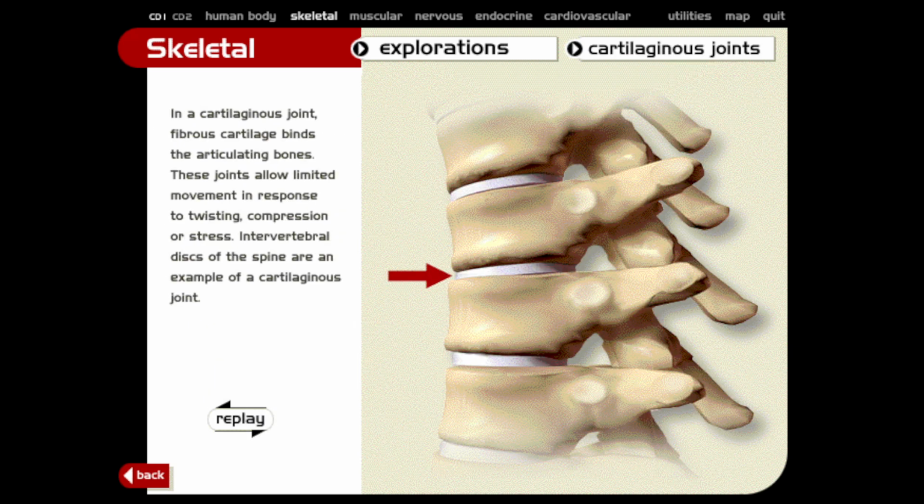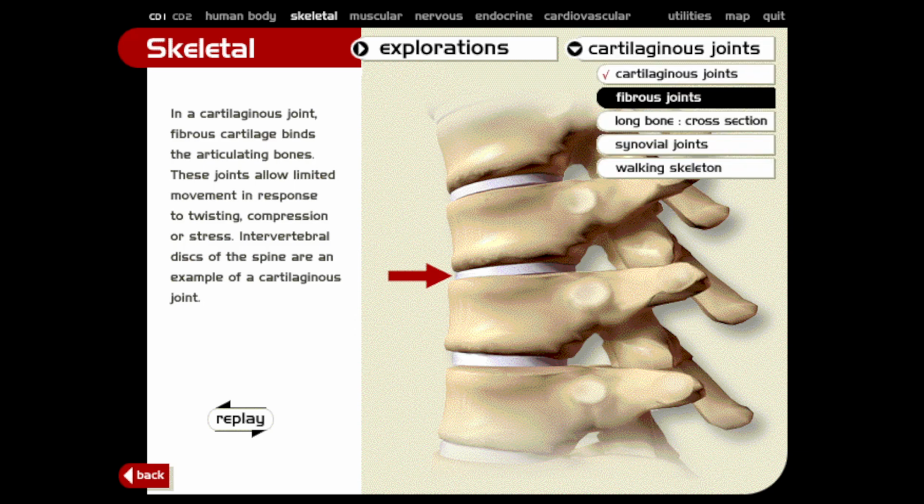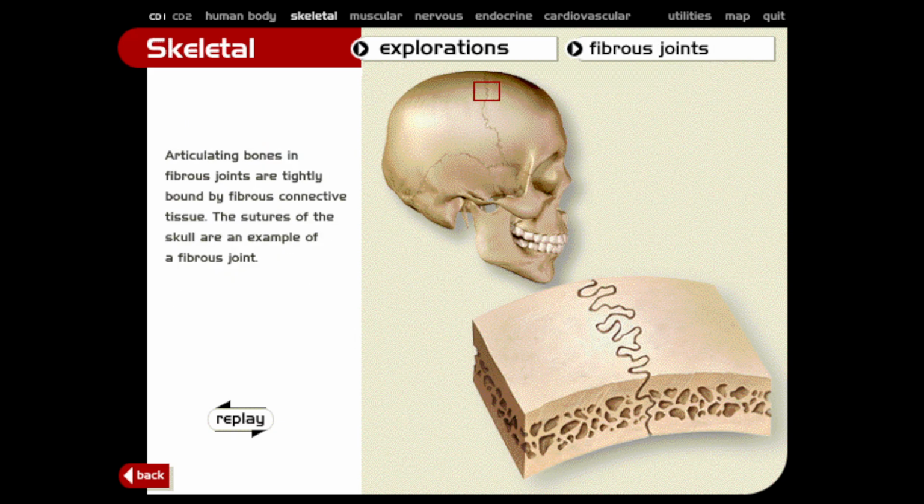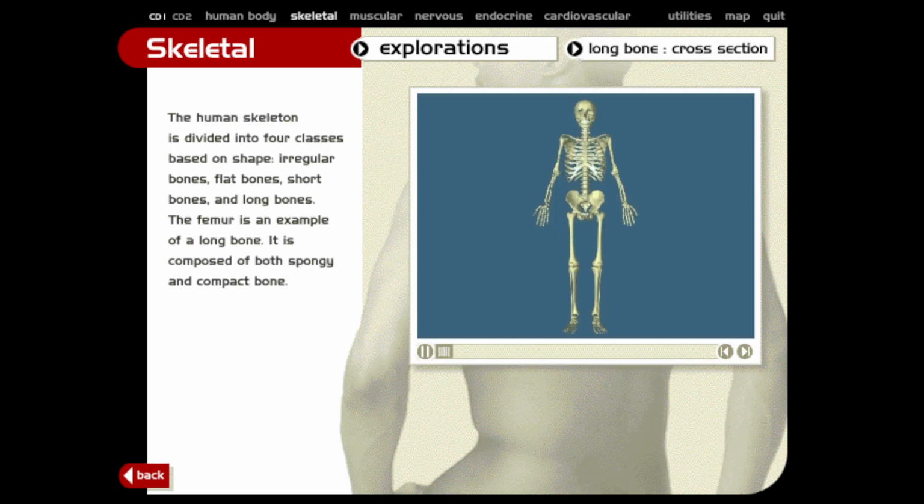In a cartilaginous joint, fibrous cartilage binds the articulating bones. These joints allow limited movement in response to twisting, compression, or stress. Intervertebral discs of the spine are an example of a cartilaginous joint. Articulating bones in fibrous joints are tightly bound by fibrous connective tissue. The sutures of the skull are an example of a fibrous joint.